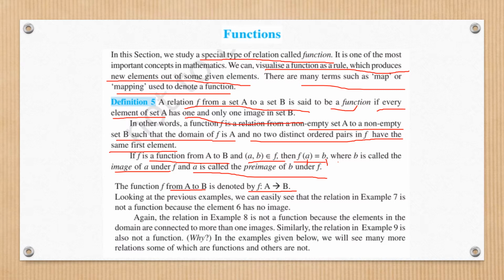Looking at the previous examples, we can easily see that the relation in example 7 is not a function because the element 6 has no image. So example 7 that we did in part 1, the element 6 was not having any image, so it is not a function. Again, the relation in example 8 is also not a function because the elements in the domain are connected to more than one image. Similarly, the relation in example 9 is also not a function. Now in the examples given below, we will see many more relations, some of which are functions and others are not. So let us properly see what conditions a relation should obey to be a function.